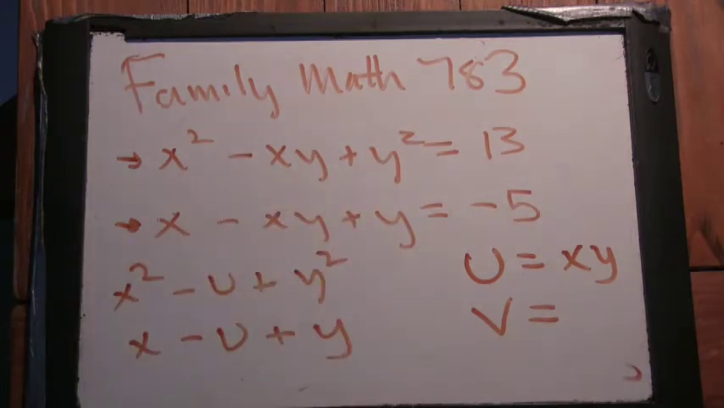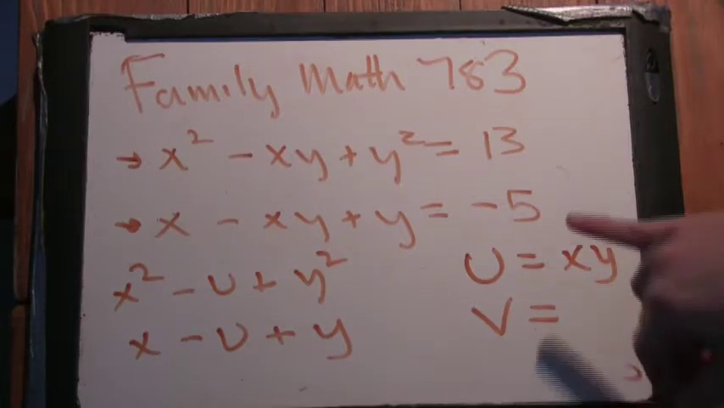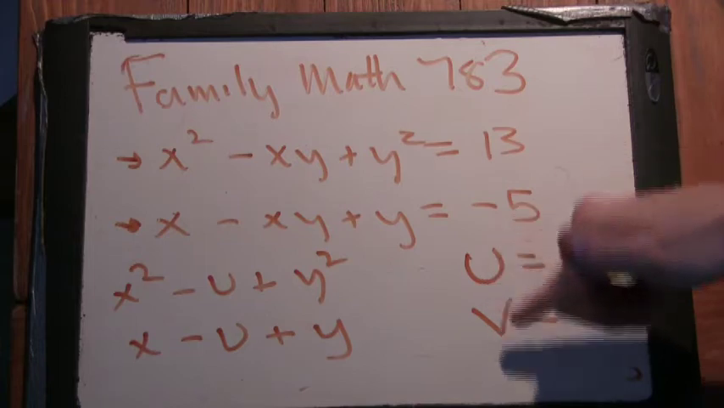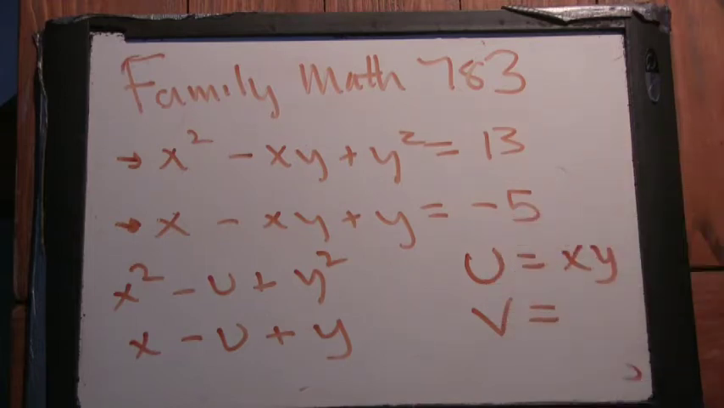And if I can find some clever thing to let v be, since I have two variables, I'm going to need two substitutions here. So what do you think is something I could let v be that would be nice and simple and also symmetric in x and y? I'd let it be x plus y squared. V is x plus y quantity squared.